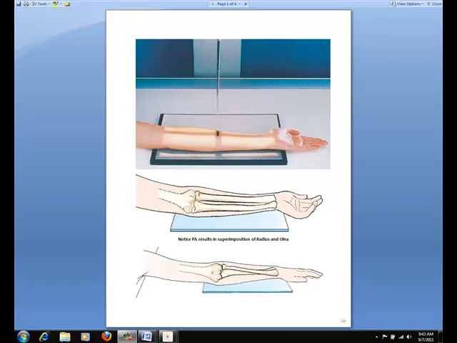In the illustrations below, you will notice there is an example of a PA, and you will see superimposition of the radius over the ulna. The central ray should be directed perpendicular to the midpoint of the forearm. Collimation should be 2 inches distal to the wrist joint and proximal to the elbow joint, with 1 inch on both sides.